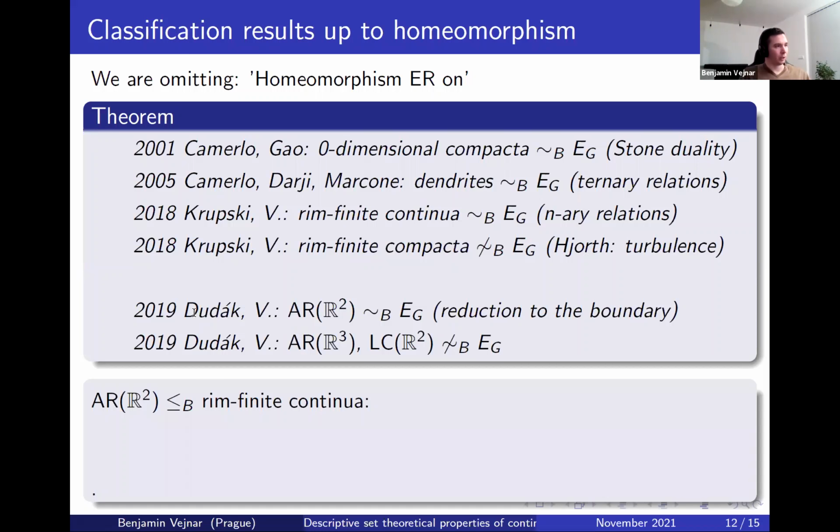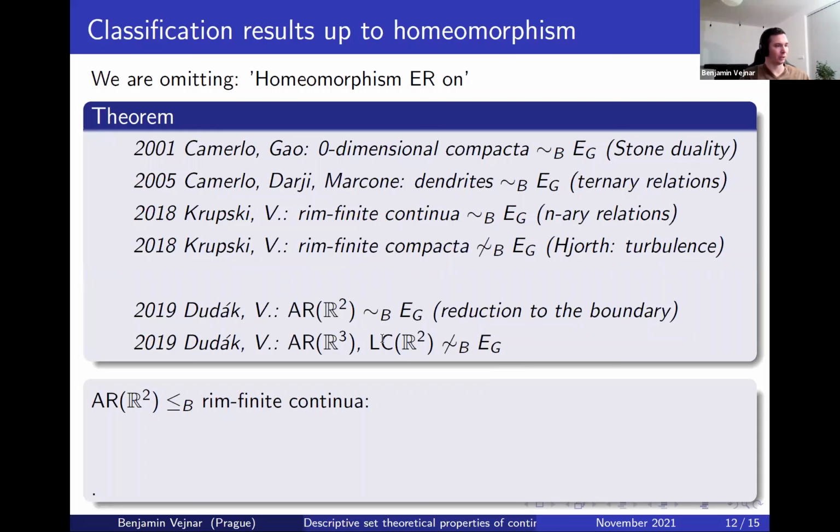With my PhD student, Jan Dudák, we also considered the following classes: absolute retracts in R2. We were able to prove that it is of the complexity EG as well. On the other hand, if we enlarge this class a bit to absolute retracts in R3 or to locally connected continua in R2, then these are actually too complex. They are not Borel bireducible to this EG.